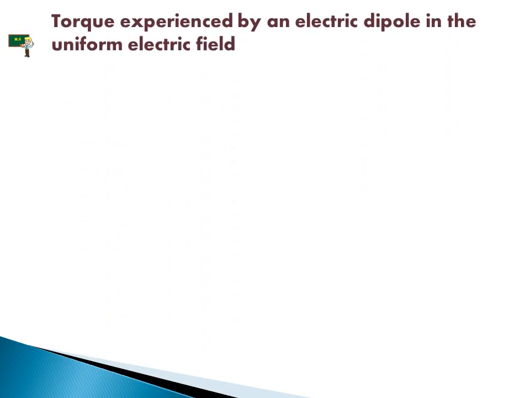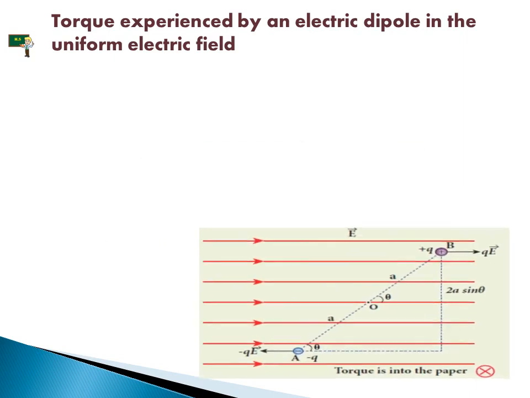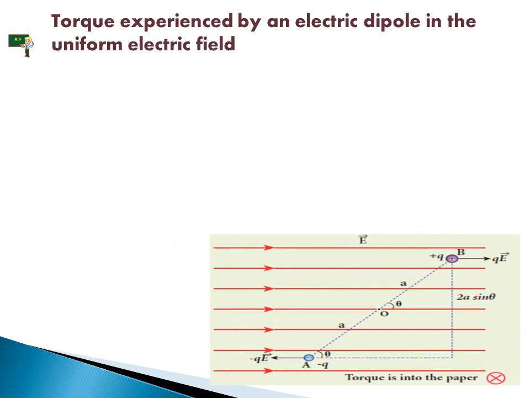Now, let's move to the next part of this lesson: torque experienced by an electric dipole in the uniform electric field. Okay, students, can any one of you tell me what is meant by torque? The torque is the moment which turns the action, or which turns the charge here.